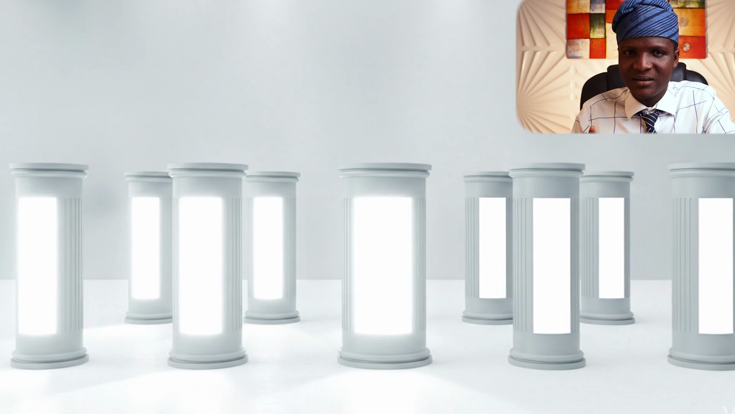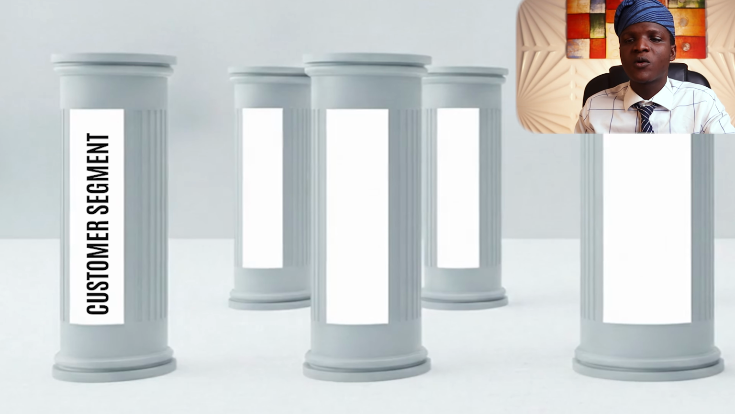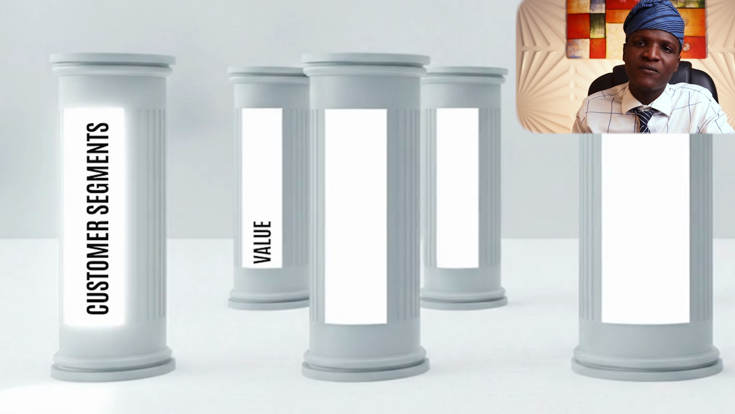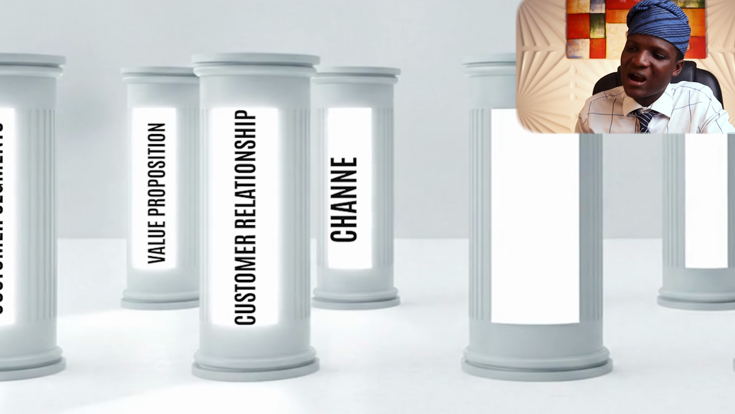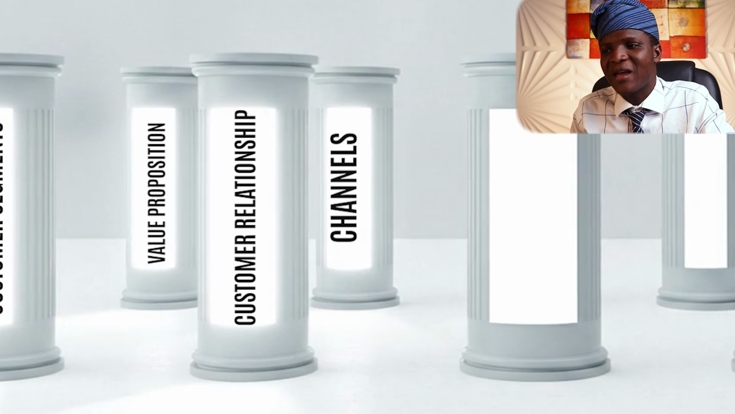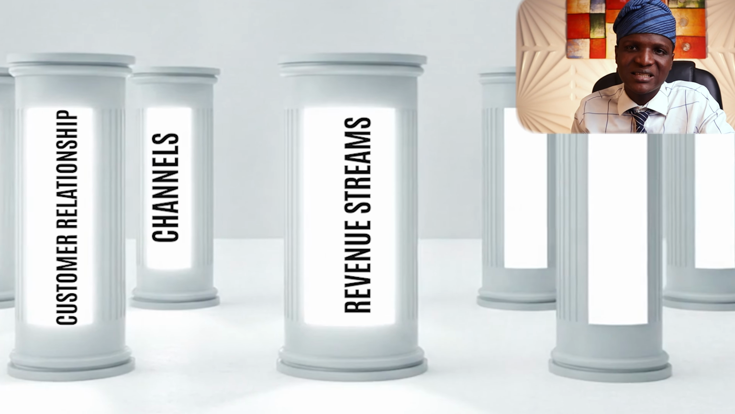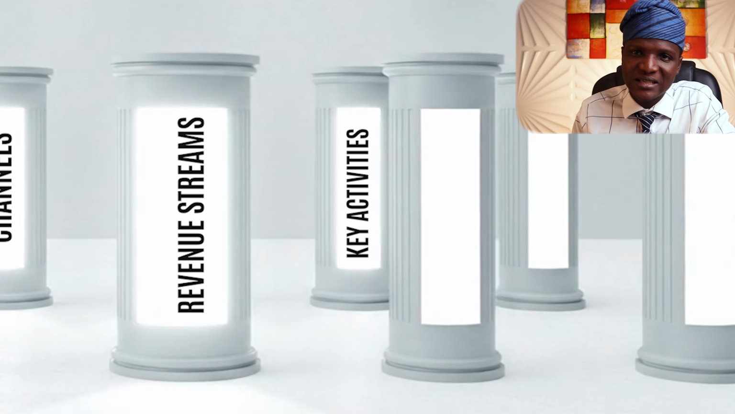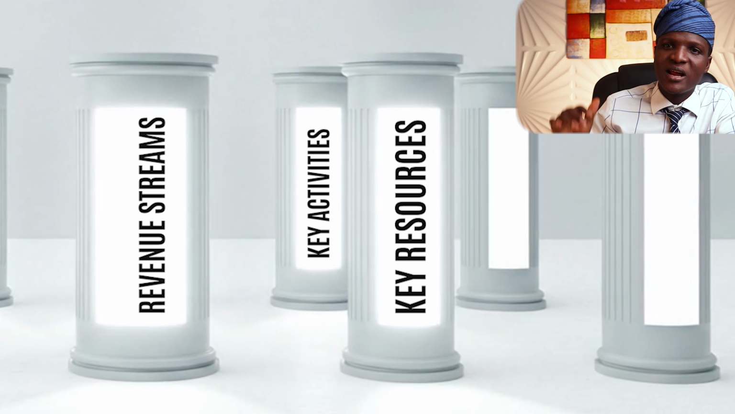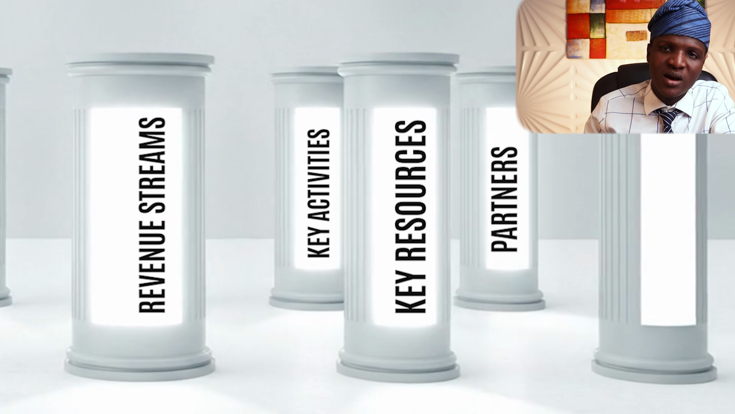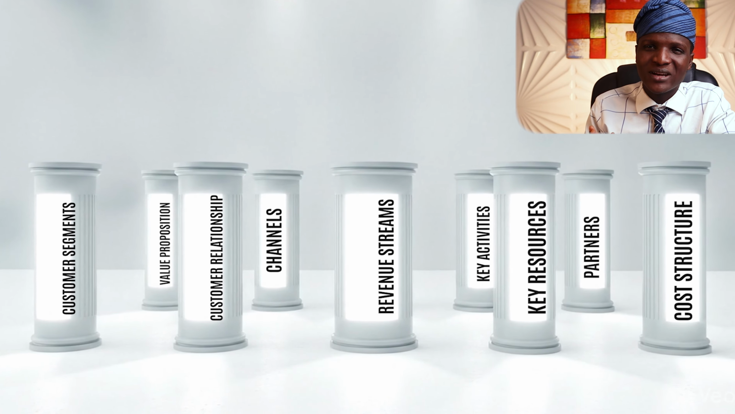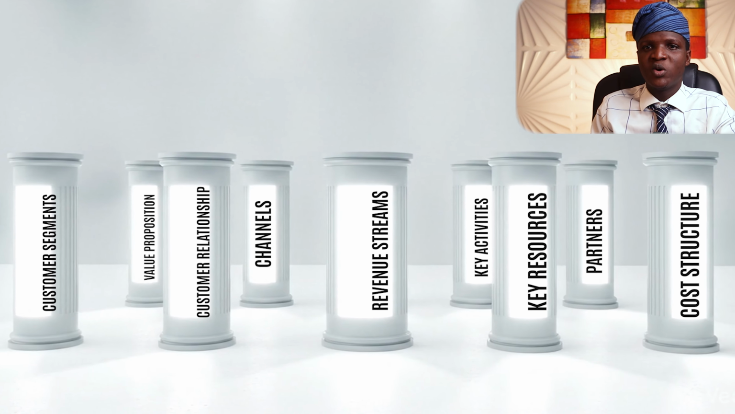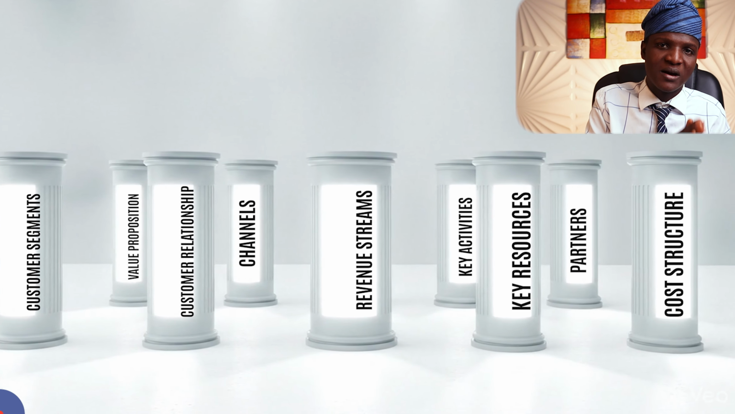So in business model canvas, we have 9 pillars. Number 1, we have customer segments. Number 2, we have value proposition. Number 3, we have customer relationship. Number 4, we have distribution channels. Number 5, we have revenue streams. Number 6, we have key activities. Number 7, we have key resources. Number 8, we have partners network. Number 9, we have cost structures. These are the 9 pillars that hold what we know as business modeling or business model canvas.